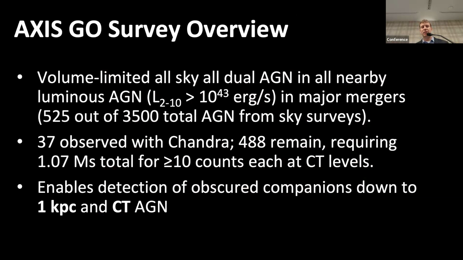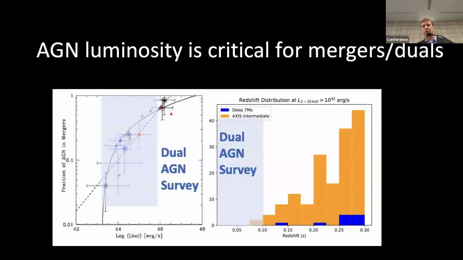And so the idea is basically to do a volume limited survey of all major mergers that we know from all of these sky surveys that have these luminous AGN above 10^43 at redshift less than 0.1. So we can do this with AXIS, looking at the 488 sources that have never been observed with Chandra in about a megasecond, and then we'll get 10 counts even for companions that are at Compton thick levels with 10% of the flux. So it really allows you to get these very obscured systems, and we can go down to 1 kiloparsec just because these systems are very nearby, so we get very high physical resolutions.